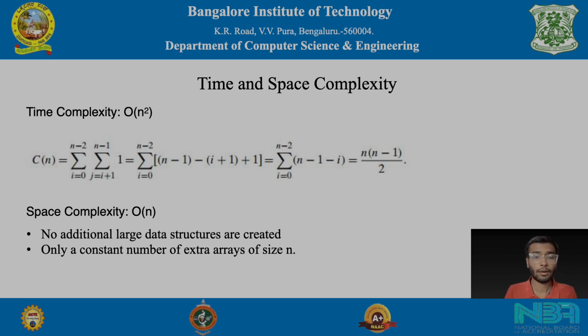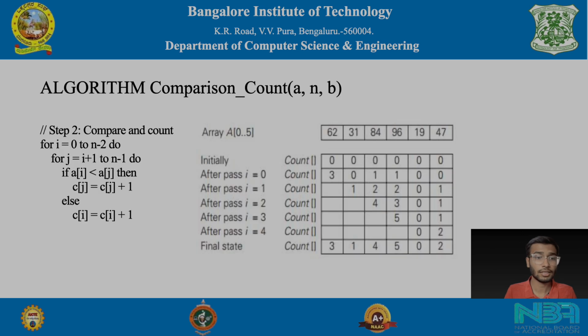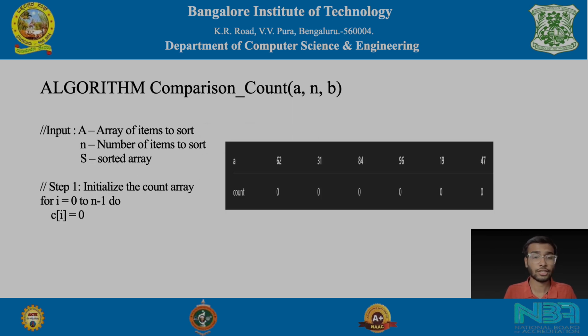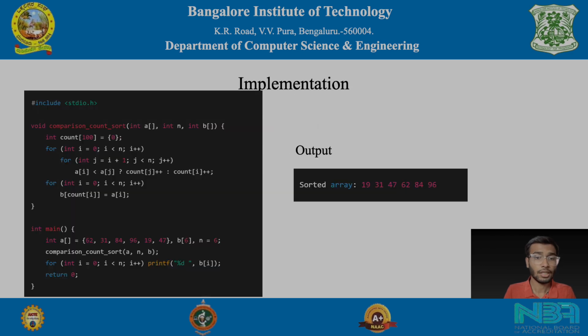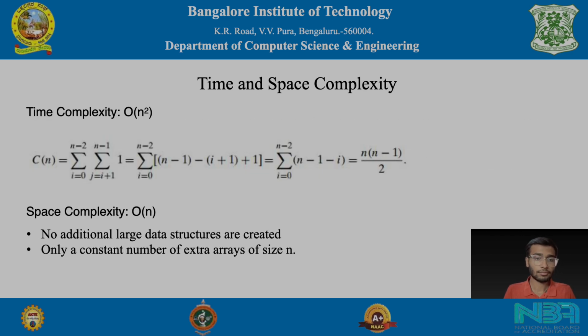After the first summation, the output comes out to be the summation of i equal to 0 to n minus 2 of n minus 1 minus i. After doing the last summation, we get n times n minus 1 by 2, which can be simplified to O(n square). The space complexity, we can define it as: we have created the count array, which is an additional space. You can see here we have created a count array and we initialized all of its elements to 0. So we have created an extra array of size n, so the space complexity is big O of n.